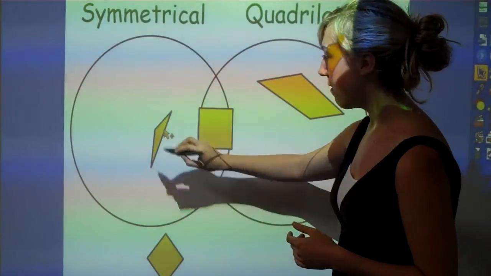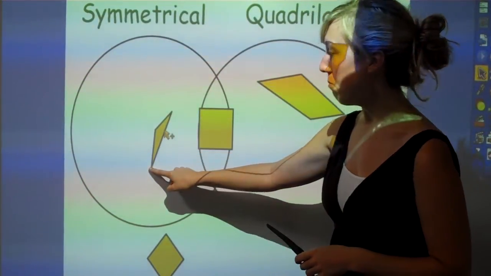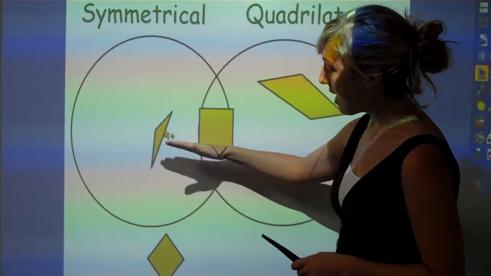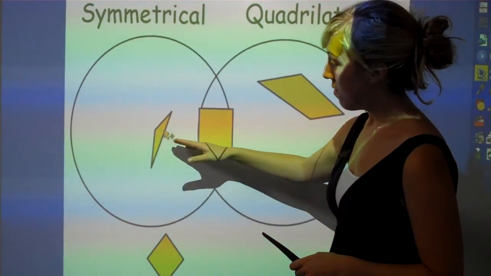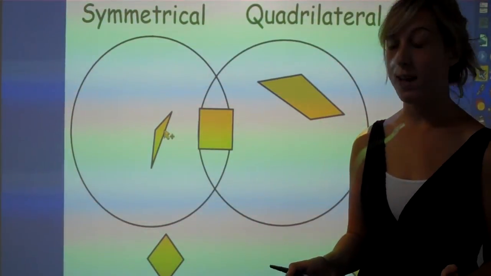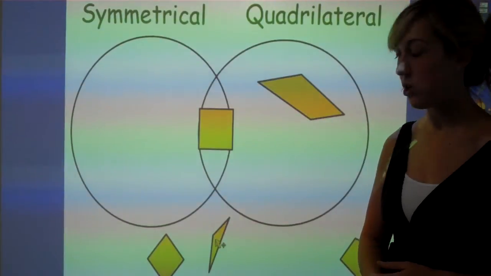This one here, if we have a look, 1, 2, 3, not a quadrilateral, so you've got 3 sides. And again, it's not a perfect triangle. There's nowhere I could fold that where it would be the same on both sides and the corners would meet exactly. Again, doesn't deserve to be on the Venn diagram at all.